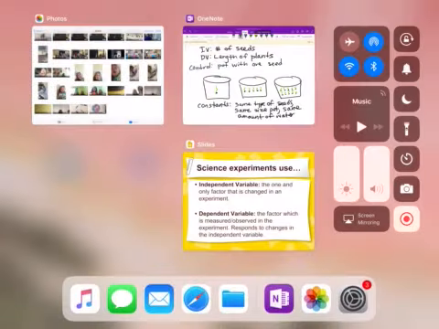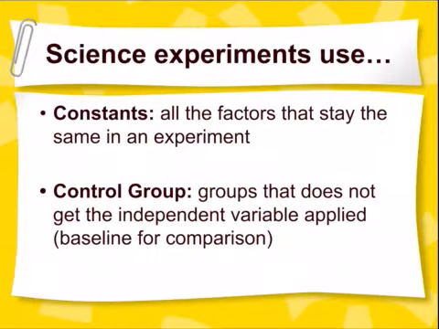All right, so let's go back to our definitions. So a constant is any factor that stays the same, and the control is the group that does not get the independent variable applied. And again, that gives us a baseline for comparison.